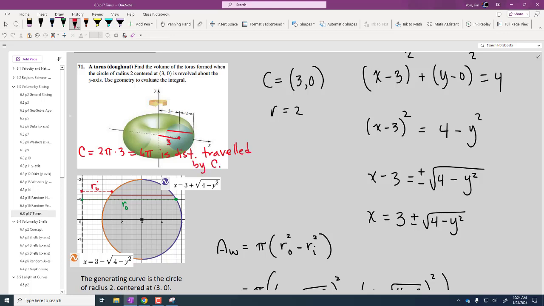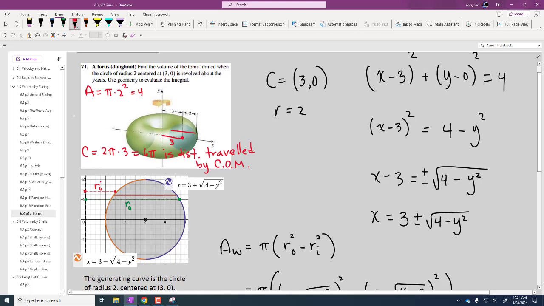by the center of mass. And then the area of that generating shape is pi r squared. So the area of the generating shape is pi times 2 squared, 4 pi. And then you multiply the two together, 4 pi times 6 pi, you get 24 pi squared. And so that will always work for a revolved shape, but you have to know the exact center of mass, which we usually don't.